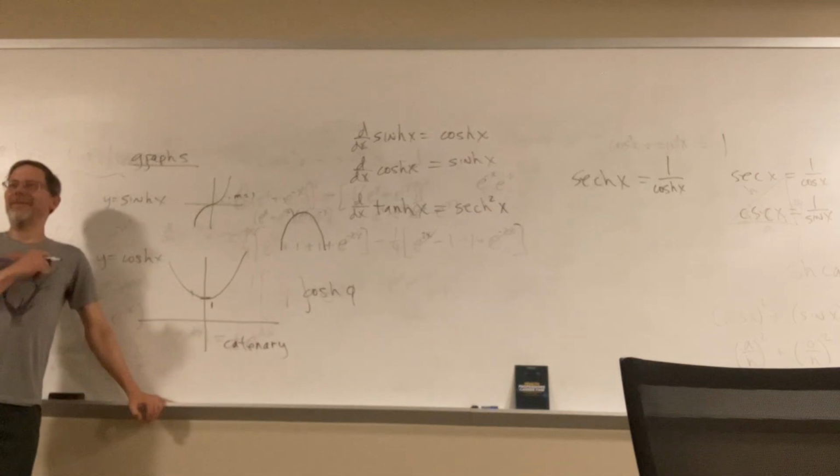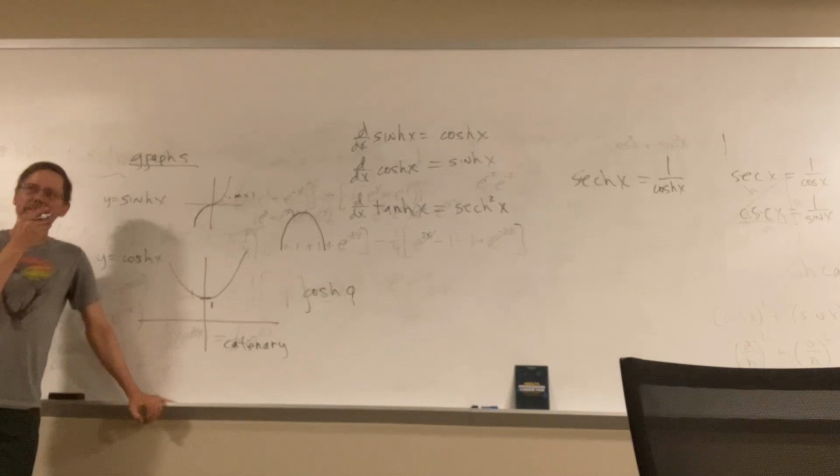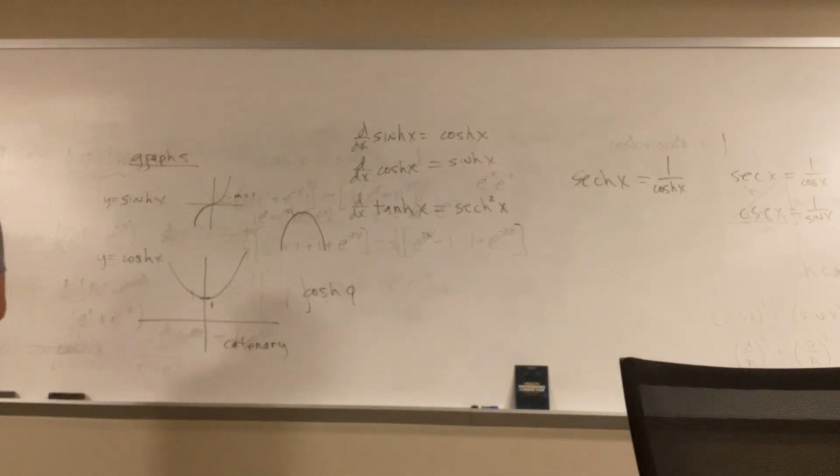So, I'm sorry, you had a question, sir. Oh yeah, just double checking. The derivative of hyperbolic tangent x is hyperbolic secant squared? Yeah. Okay. That's right. All right.